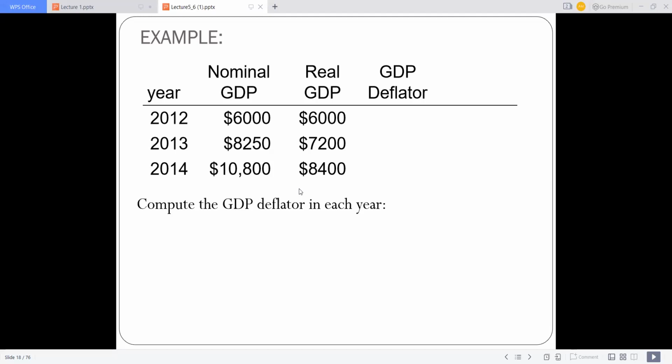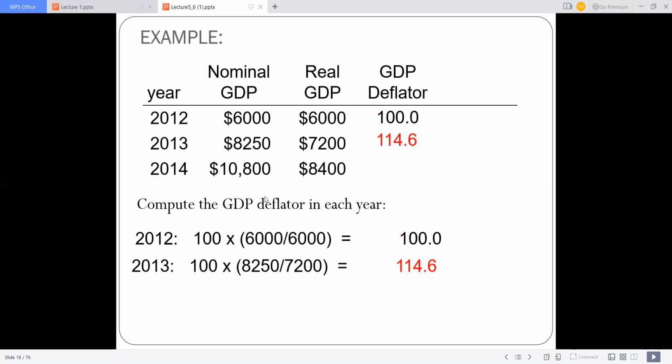Time. So what's the GDP deflator for 2012? Yes, anyone? 2012 is 100. Okay, 2013. 114.6. Okay. And the last one. 128.6. Please, is there a specific number of decimal places? No, just one decimal place. Okay.